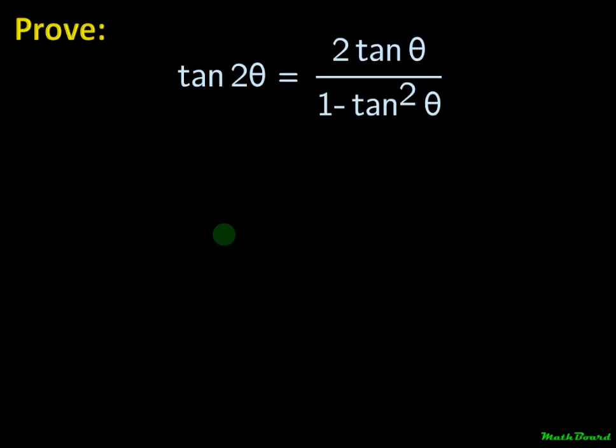How about this one? Tangent 2 theta equals 2 tangent theta divided by 1 minus tangent squared theta.